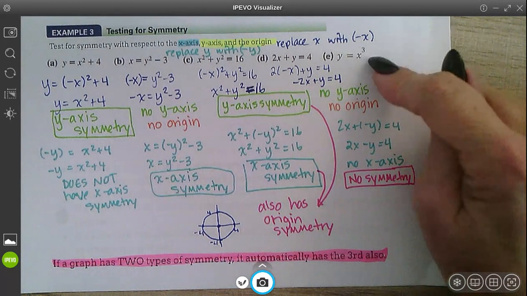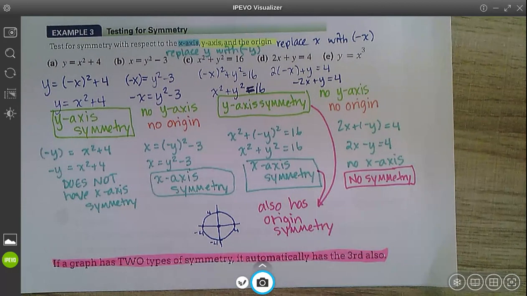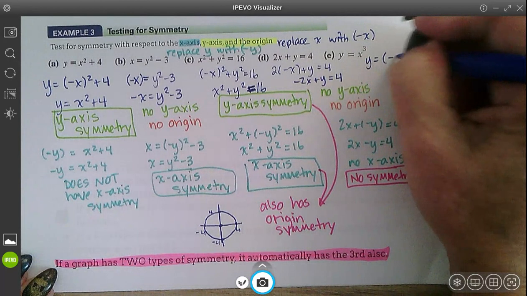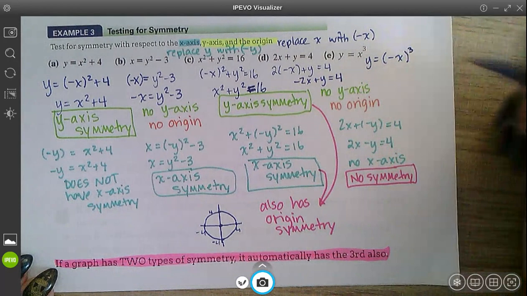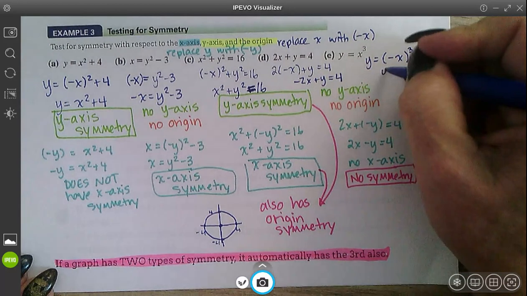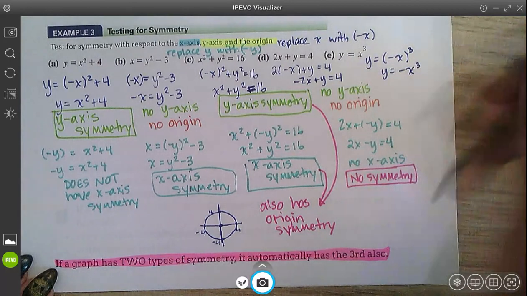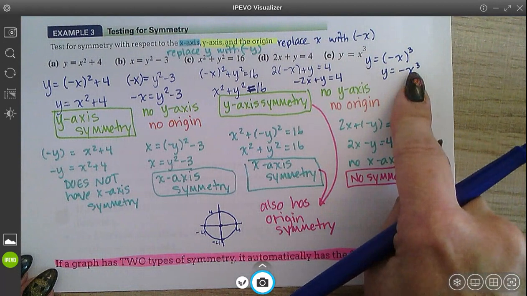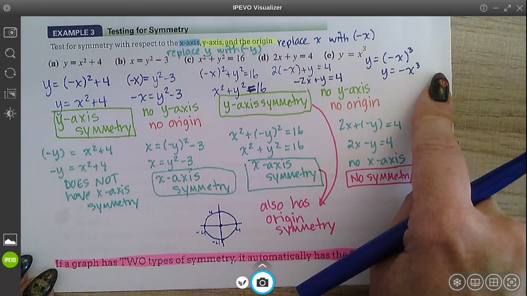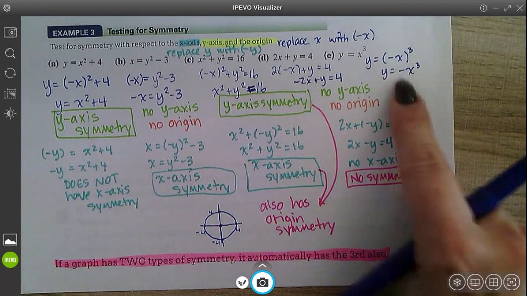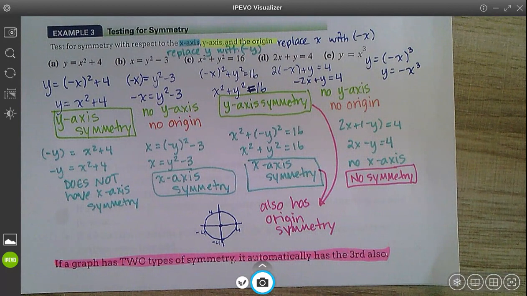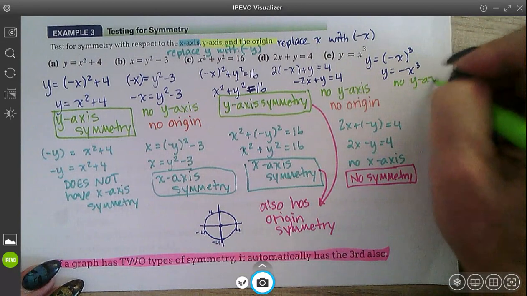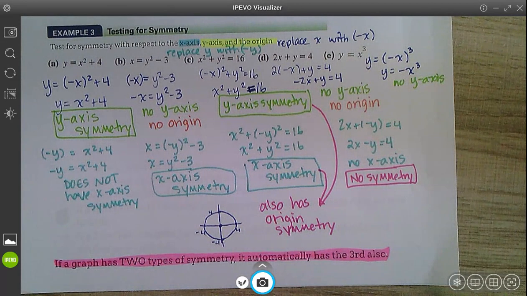Okay, what about y equals x cubed? So we're going to replace x with opposite of x. So we get y equals opposite of x cubed, which is y equals negative x cubed. Okay, so does this have all opposite signs on the right side of the equation? Yes, it does. The signs are not all the same, the signs are all opposite. So this does not have y-axis symmetry, but it does have origin symmetry.